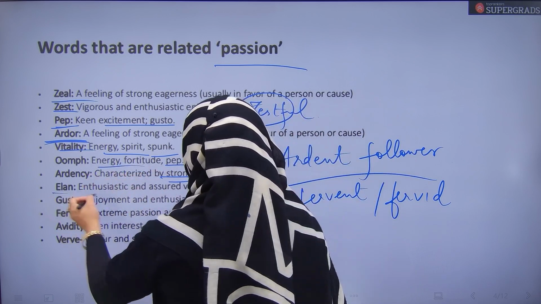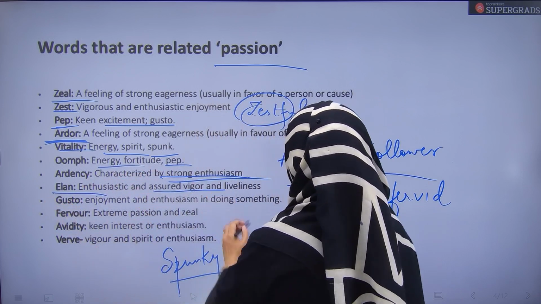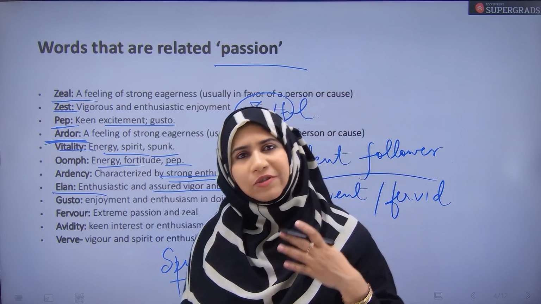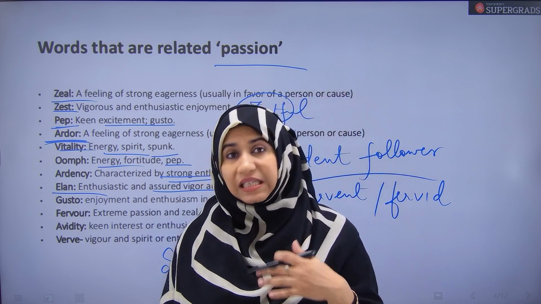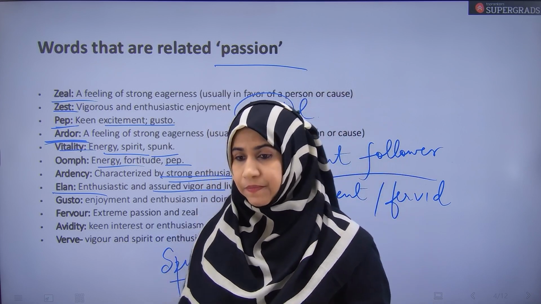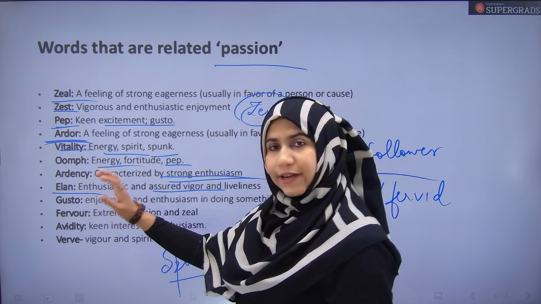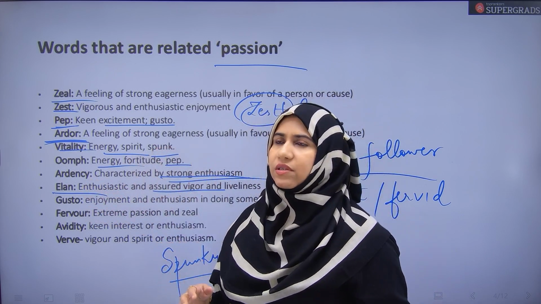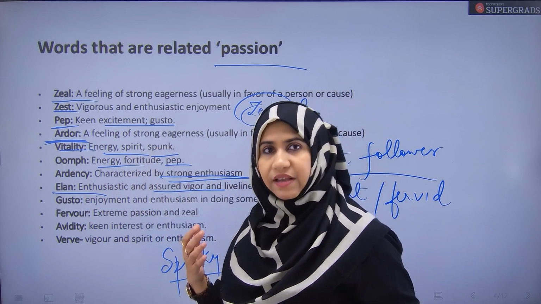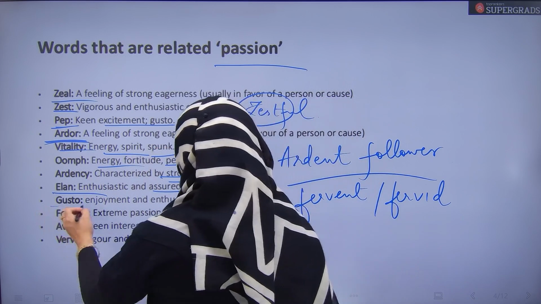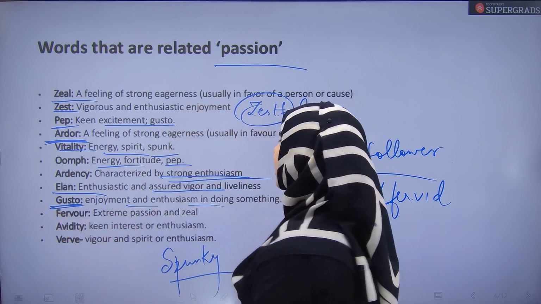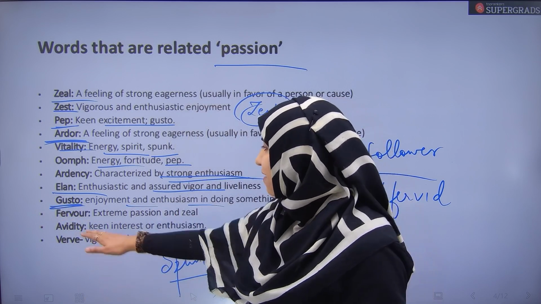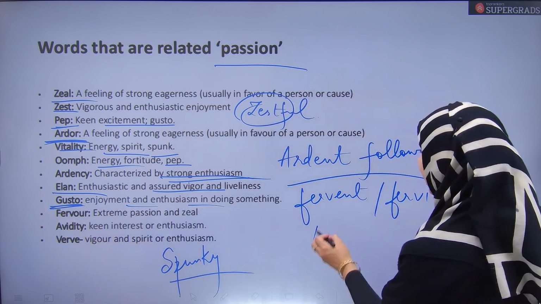All right, elan, enthusiasm, vigor, liveliness. Elan is also associated with style and grace. Elan. Okay. तो थोड़ा सा इसका एक दूसरा मतलब भी है. It's not just enthusiasm. It's also associated with style, grace. Okay. Gusto is a nice word. Enjoyment and enthusiasm in doing something. Avid, avid learner, avid reader.